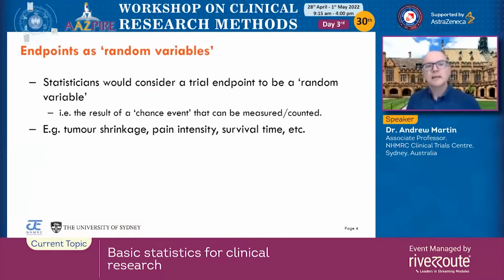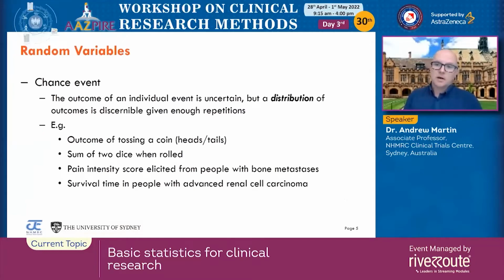Statisticians would consider a trial endpoint to be a random variable. So what is a random variable? Well, it's the result of a chance event that can be measured or counted. The outcome of one of these chance events, so what pain intensity an individual patient will experience, can't be predicted perfectly, but we can build up a distribution if we observe enough endpoint data from enough participants in our study. So let's start with something really simple to go through this process.